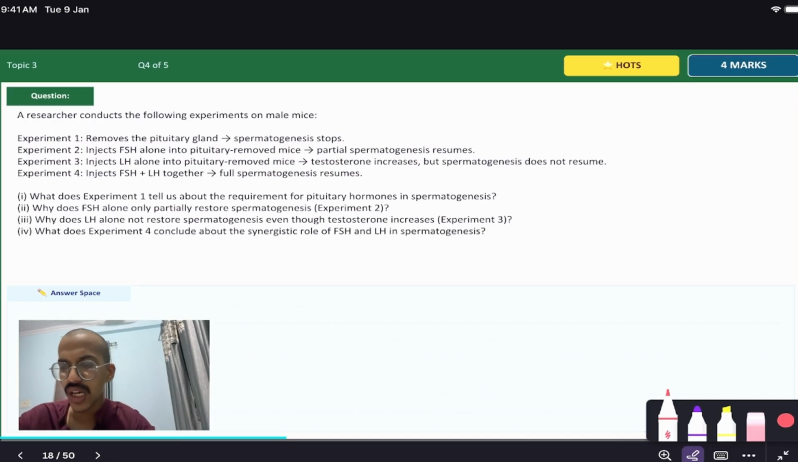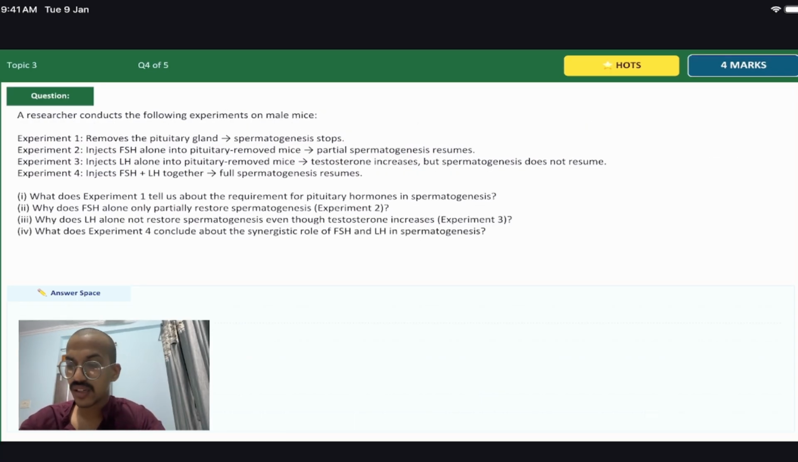Moving on, there is what? A researcher conducts the following experiment on male mice. In the first experiment, it removes the pituitary gland, spermatogenesis stops, because FSH and LH won't be secreted. Then experiment 2 injects FSH alone into the pituitary-removed mice. Partial spermatogenesis resumes. Complete won't take place because of what? Because LH, which will be secreting the testosterone, is still not here.